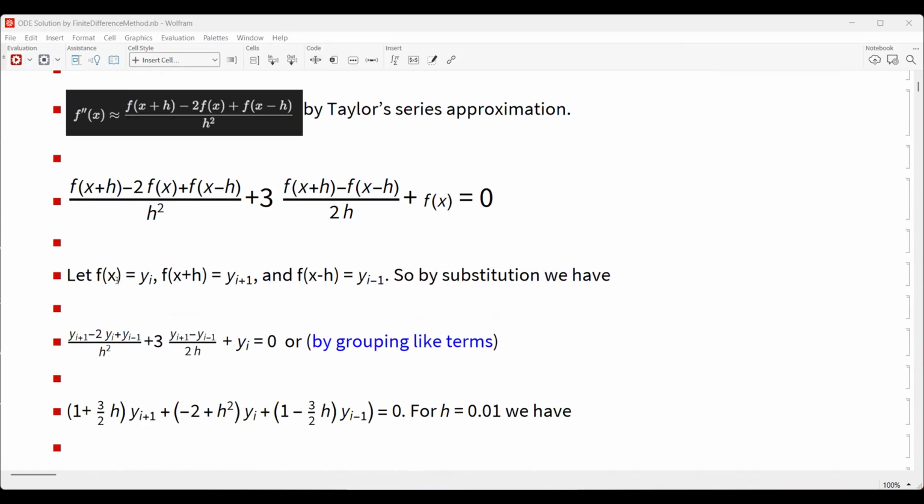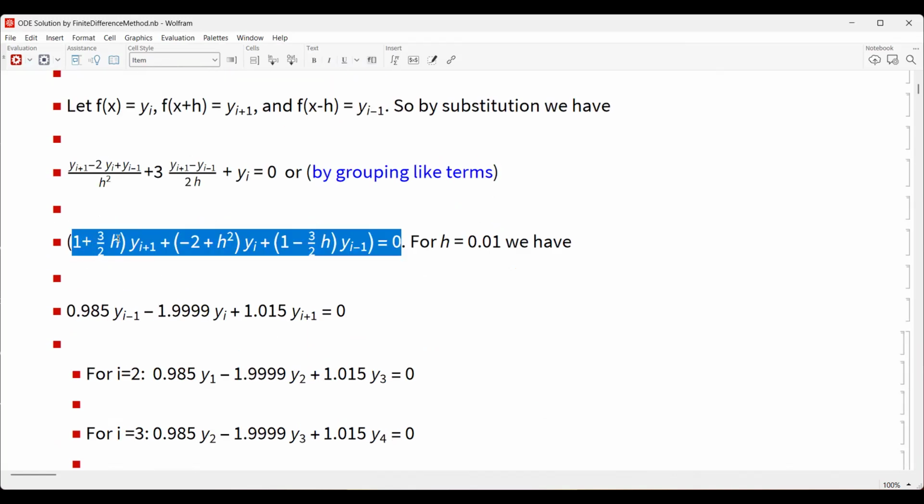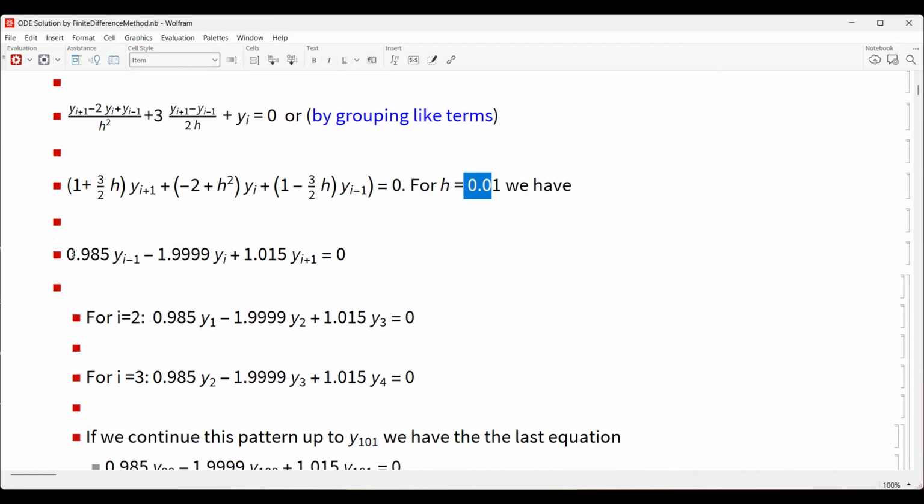and we let f of x equal to y sub i, f of x plus h equal to y sub i plus 1, and f of x minus h equal to y sub i minus 1. So by substitution here, we have this equal to 0. By grouping like terms, we have also this one. Now we have the step size equal to 0.01 here. So we have this by simplification.